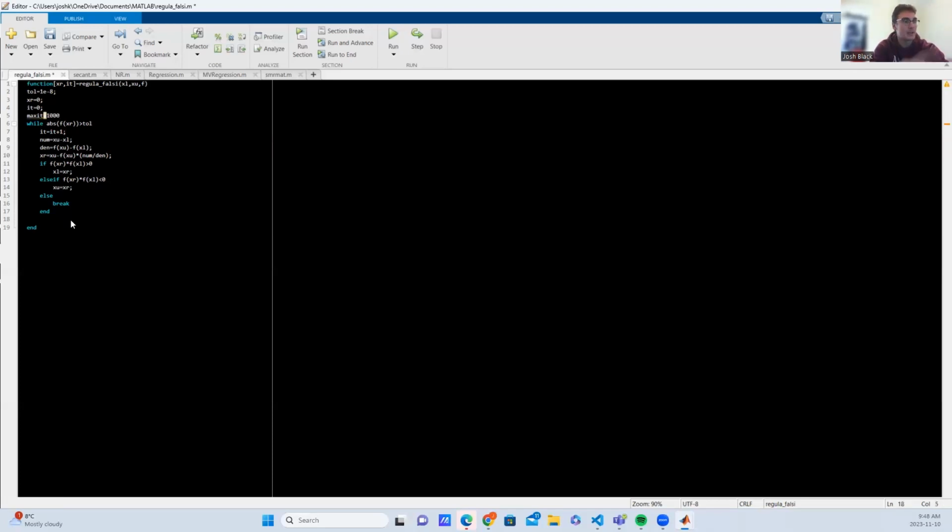I'm then going to add another if statement that says if our code exceeds our maximum amount of iterations, we're going to break and we're going to spit out what our value is. So if it is greater than or equal to max it, break. Beautiful. Semicolon there. And that's it. That's the full regular falsi code.